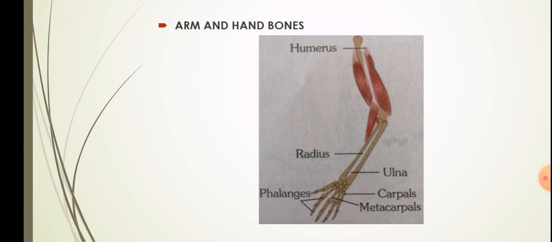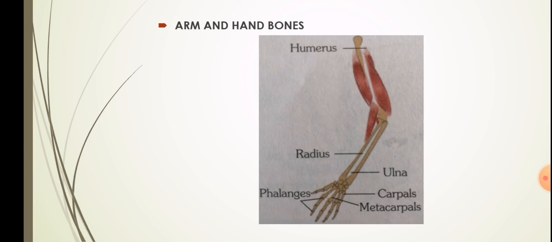Then the palm, look at the palm. The palm is made by five bones. See, 1, 2, 3, 4, 5. Five bones are there in a palm, and these five bones are called metacarpals. These five finger-like projections you are able to see now.